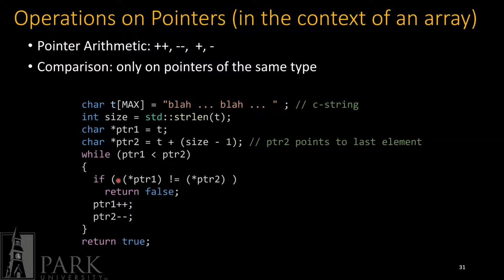We then set up this while loop using these two pointers. If we don't return false, we advance pointer 1 and decrement pointer 2. So while pointer 1 is less than pointer 2, if pointer 1 dereferenced does not equal pointer 2 dereferenced, we're going to return false. Otherwise, we're going to increment pointer 1, meaning move it to the right 1 space, and we're going to decrement pointer 2, which is moving it to the left 1 space. By the time the while loop concludes, we'll return true.